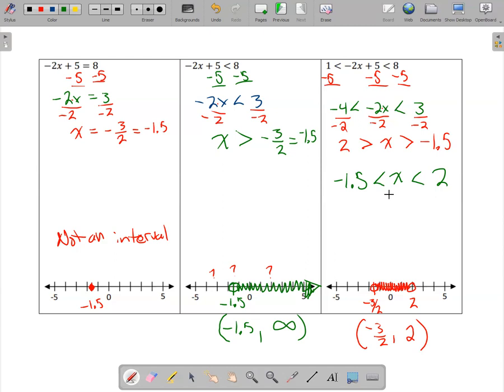Okay, so if I reverse the numbers, I've got to reverse the inequality so it reads properly. Okay, this is okay. That's fine. It just bothers me because the numbers aren't in numerical order. But there's nothing wrong with it. You could leave that red answer there. I just prefer to write it like it appears on the number line. Questions? Not too bad. All right, moving on. One more problem, I think.